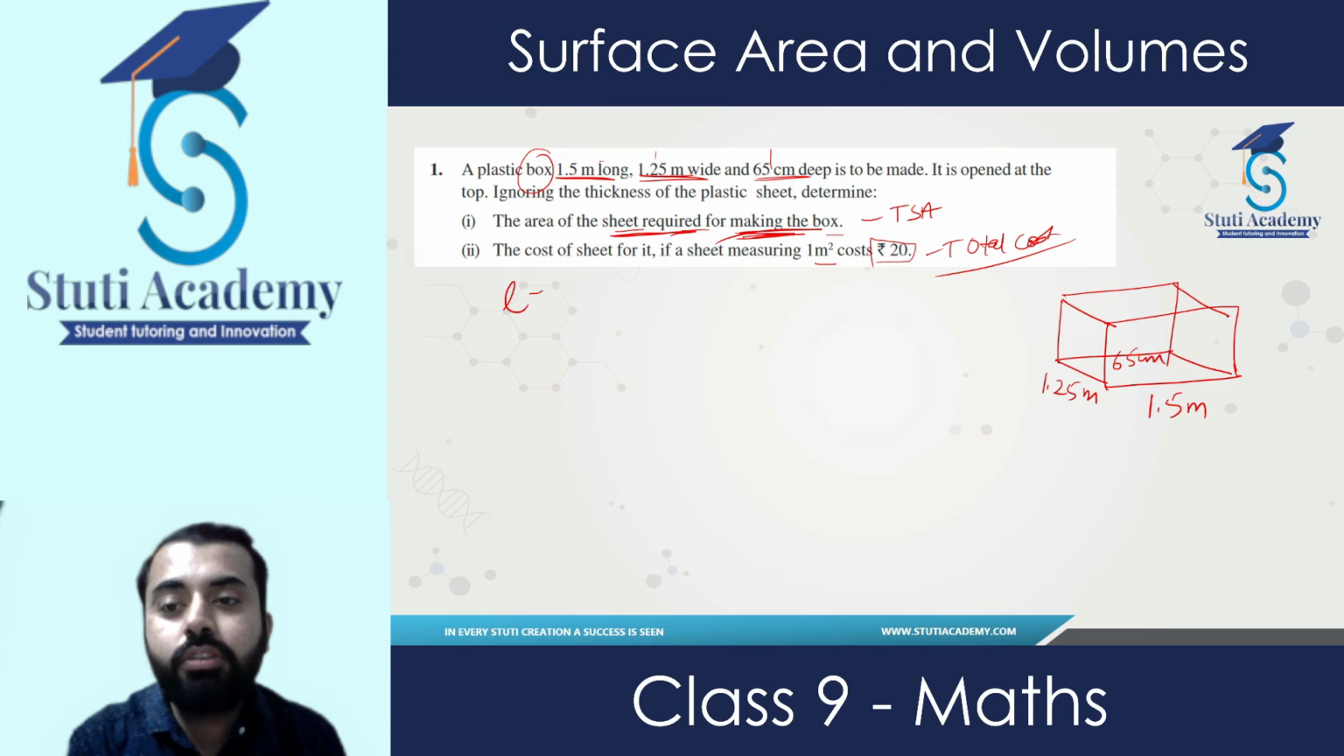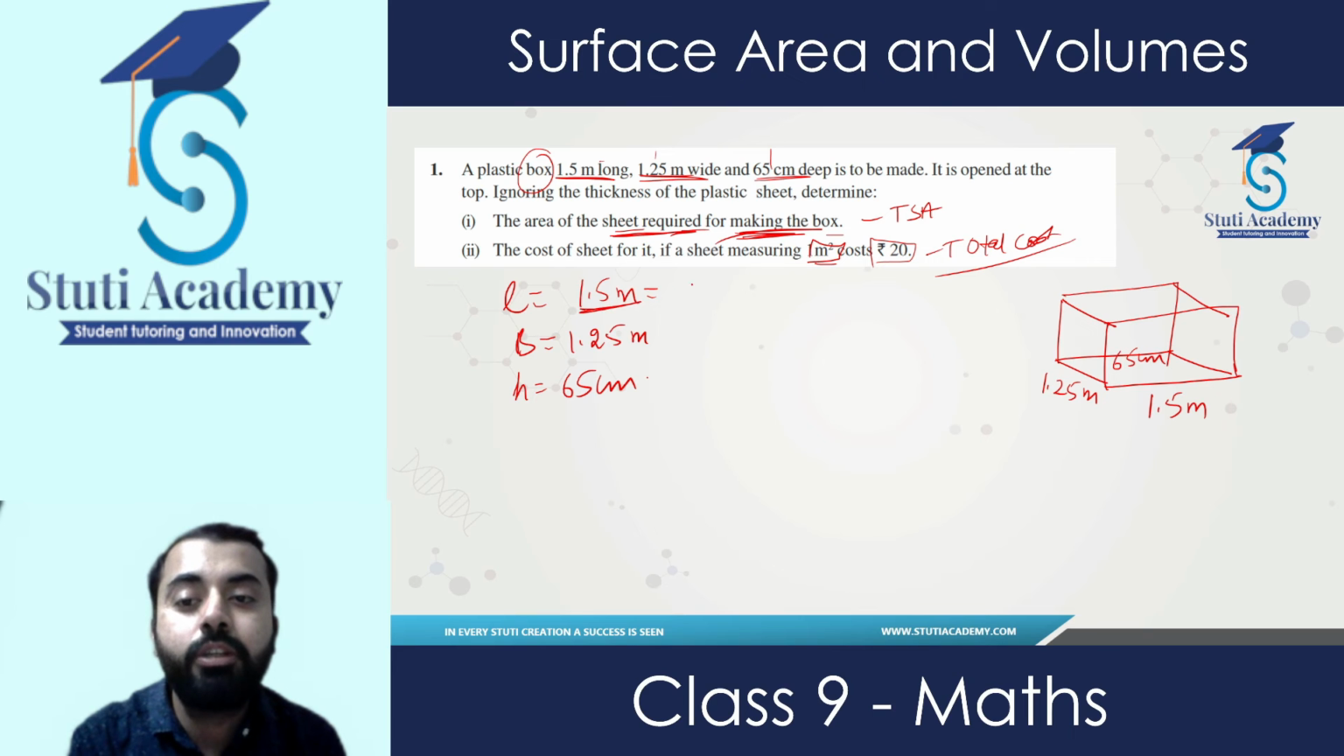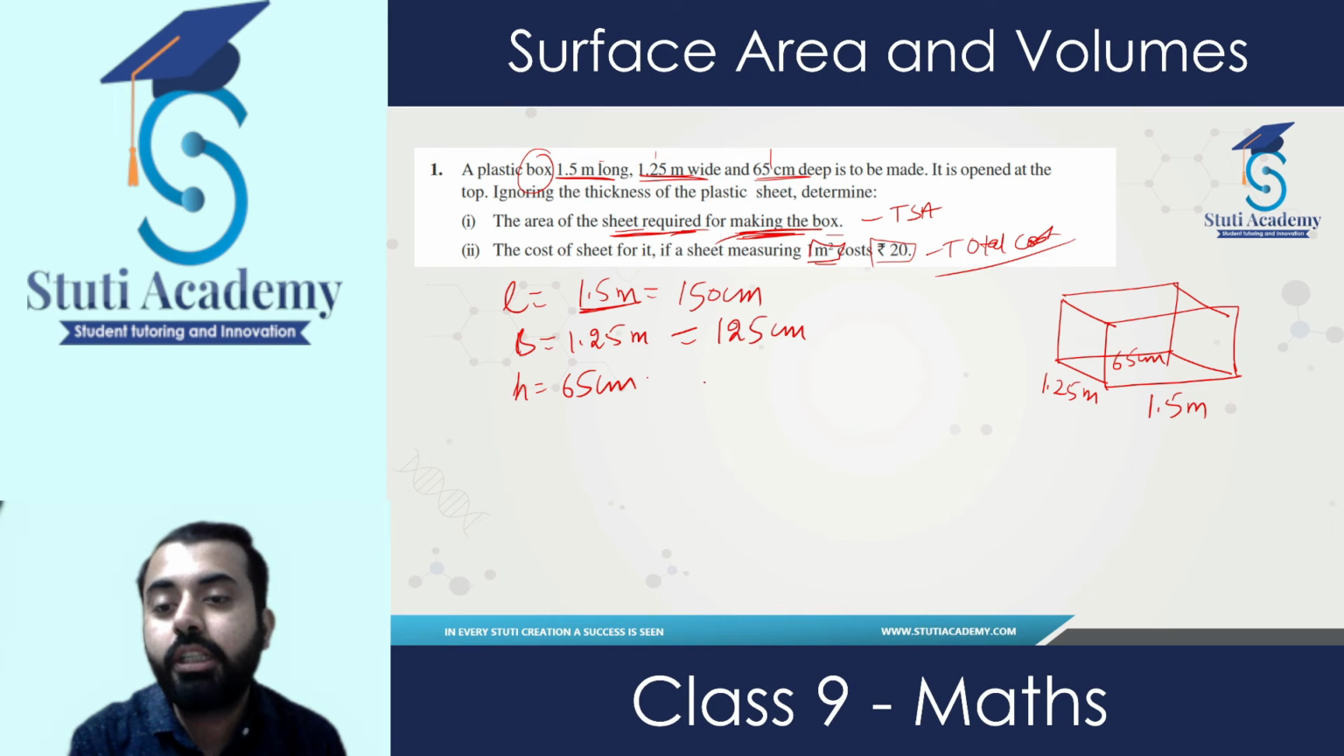So you know length is 1.5 meter. Width is 1.25 meter. And its height is 65 centimeter. Now see, your cost is in meter square. So either you can convert this into meter, or you can convert these into centimeter. So I'm going with centimeter. 1 meter has 100 centimeter, so that means 1.5 meter will be 150 centimeter, 1.25 meter is 125 centimeter, and finally 65 centimeter. Right?